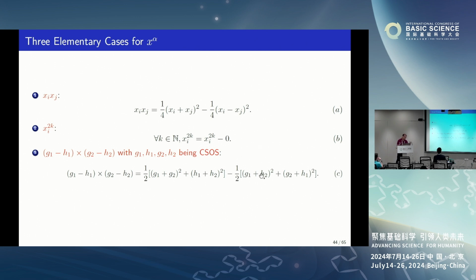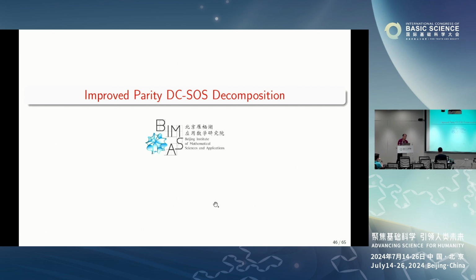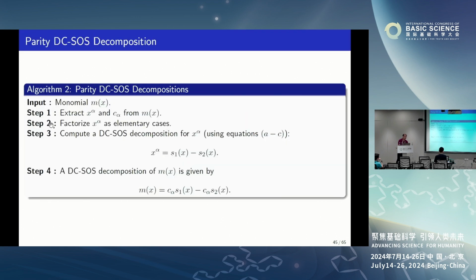Okay, so you can just multiply them in an intelligent way to get a minimal degree of decomposition based on parity. So here is just a general framework: for a monomial, if we factorize x power alpha into elementary cases, and using this sequence of A to C, you can produce a decomposition for x power alpha and multiply the coefficient to get the decomposition. But in practice, there are some questions. For example, how to factorize alpha, and how to apply A to C in the right way.